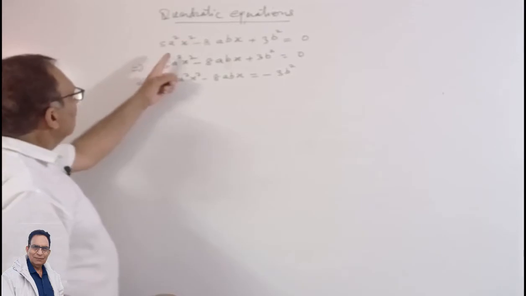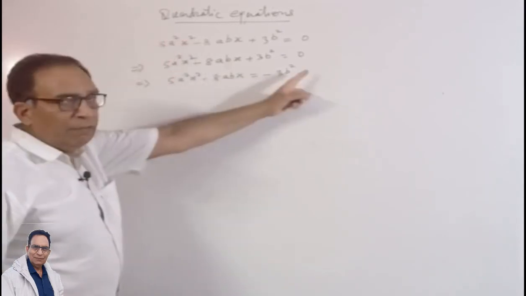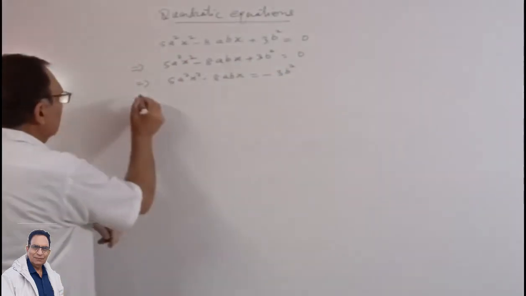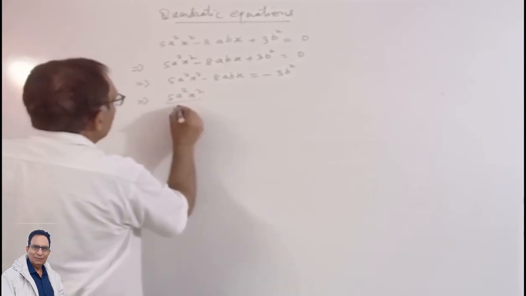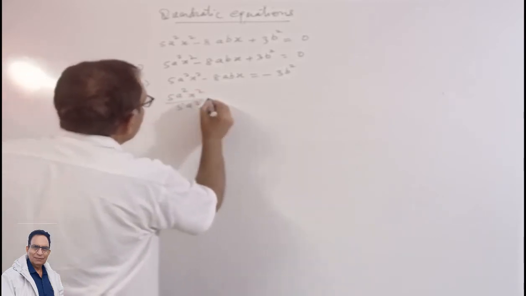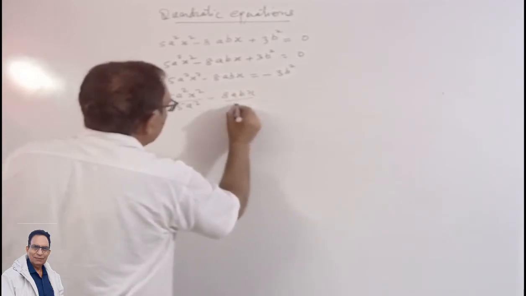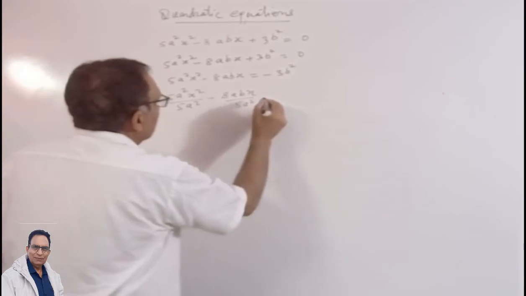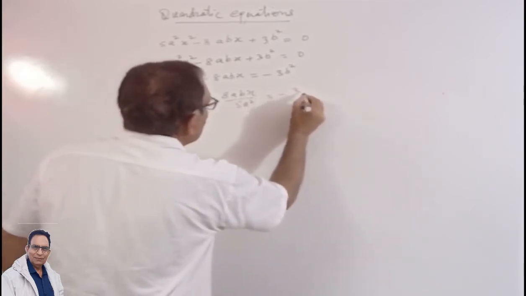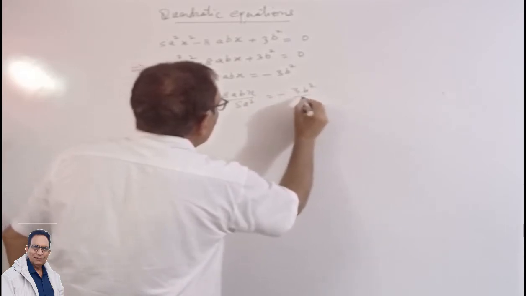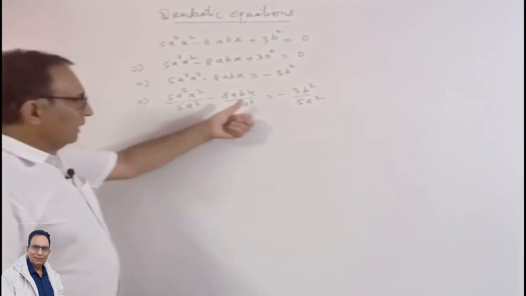Now the coefficient of x square is 5a square. Divide the whole equation by 5a square. So if I do so, 5a square x square divided by 5a square minus 8abx divided by 5a square is equal to minus 3b square over 5a square. If something is cancelling, you cancel out.